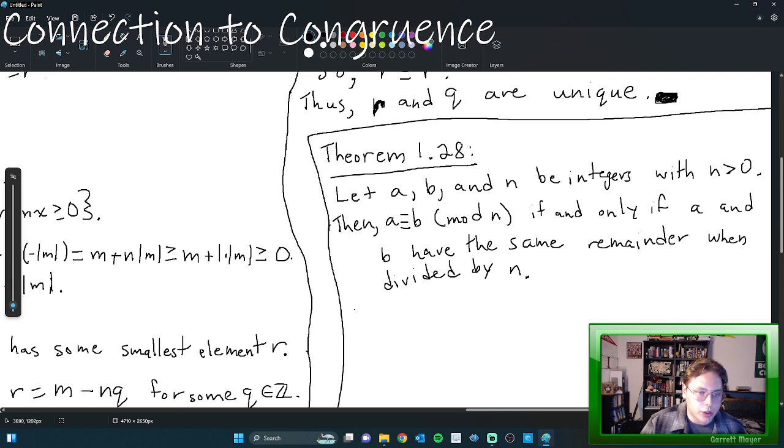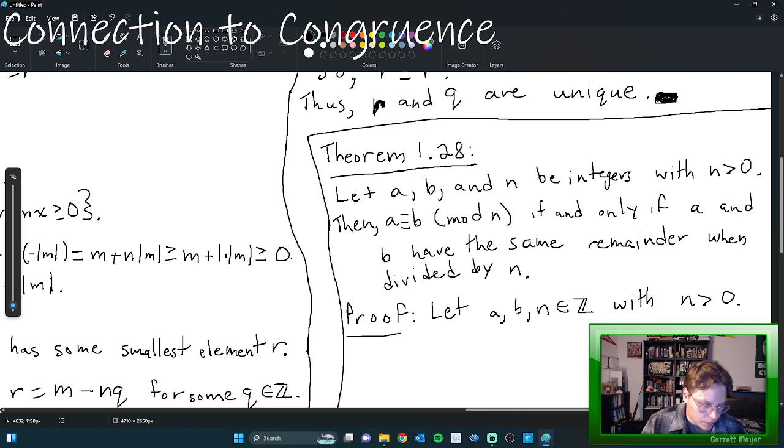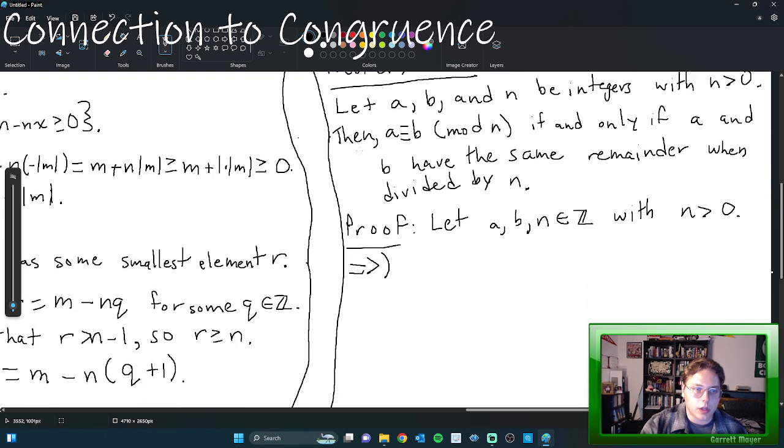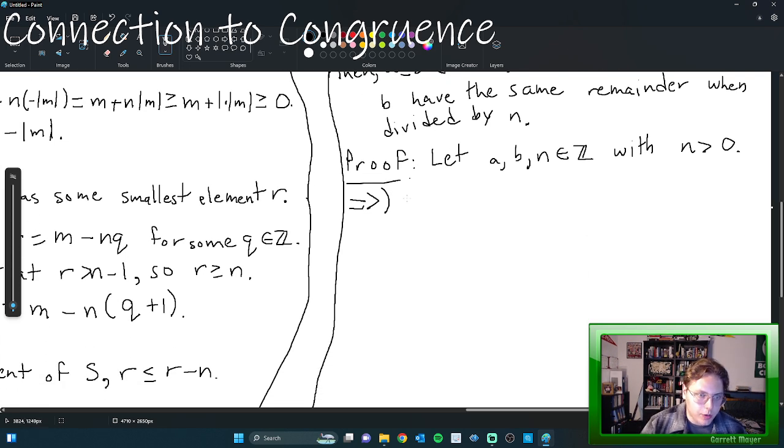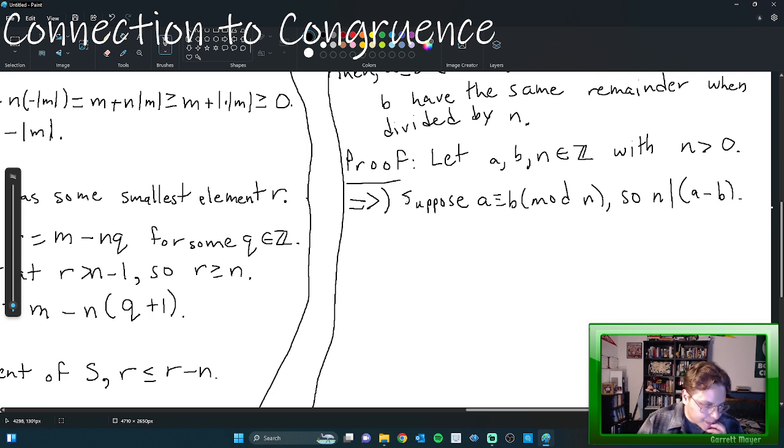Okay, so for our proof, we're going to show each direction of this if and only if statement. Let's start with the proof. We let a, b, and n all be integers, with n greater than 0. First, we show that if a and b are congruent mod n, then a and b have the same remainder when divided by n. So suppose a is congruent to b mod n, so n divides a minus b. Then a minus b equals nx for some integer x.